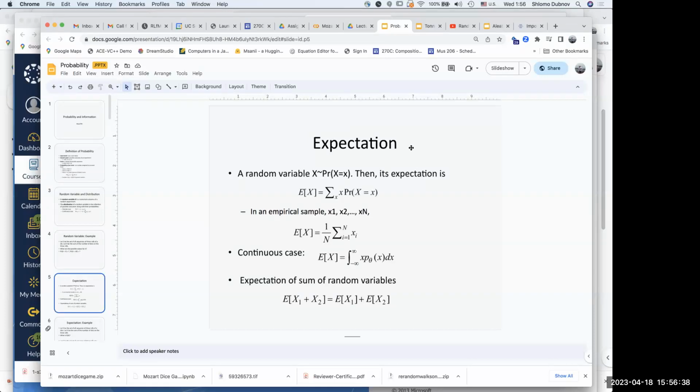Now, usually with random variables, we talk about the mean or the expectation, okay? So this is the empirical calculation of the mean.